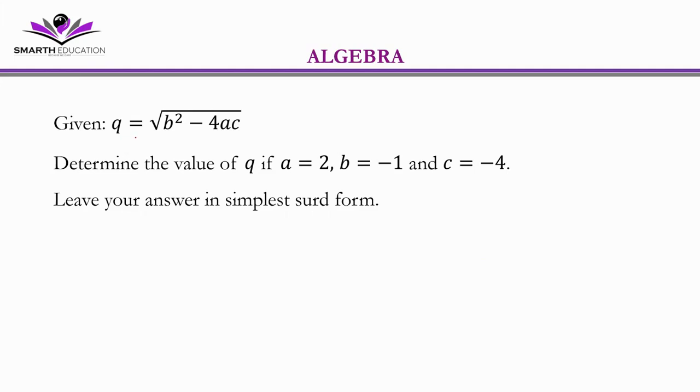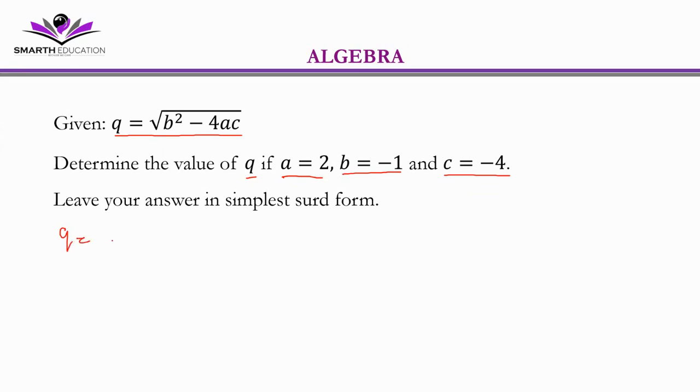Given Q is equal to the square root of b squared minus 4ac, determine the value of Q if a is equal to 2, b is equal to -1, and c is equal to -4. Leave your answer in simplest surd form. So here we just have to do substitution.